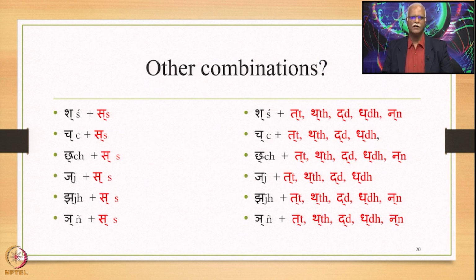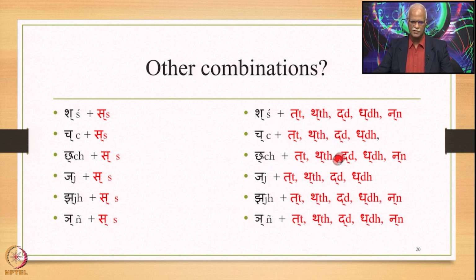So these are the other combinations: sh plus s, ch plus s, j plus s, as well as y plus s on the left hand side. And then on the right hand side you have sh plus tavarga, ch plus tavarga, j plus tavarga and y plus tavarga, where, as you notice, the nimitta is purva and the sthani occupies the para place.